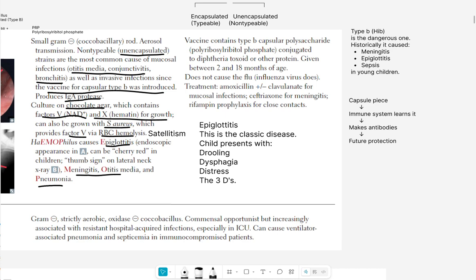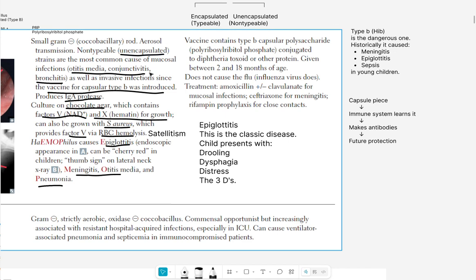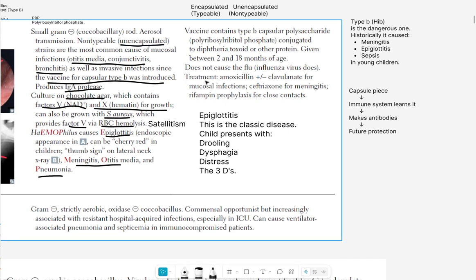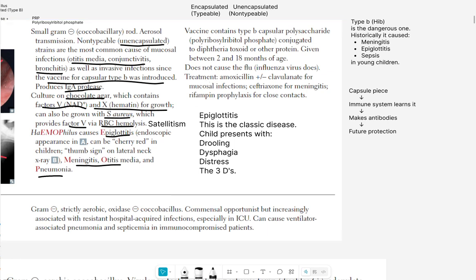The vaccine has dramatically reduced childhood meningitis and epiglottitis caused by HIB. Now, most infections are caused by non-typable strains, which have no capsules and therefore are not covered by the vaccine. These strains mainly cause otitis media. The treatment depends on the disease, but generally we give amoxicillin and we add or don't add clavulanate for mucosal infections.